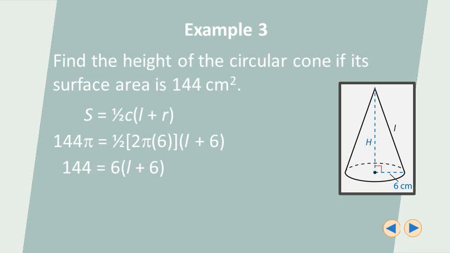Now, what we're going to do here is use the Pythagorean theorem, right? Once we find the slant height and we know the radius, we're going to use the Pythagorean theorem to find the height.